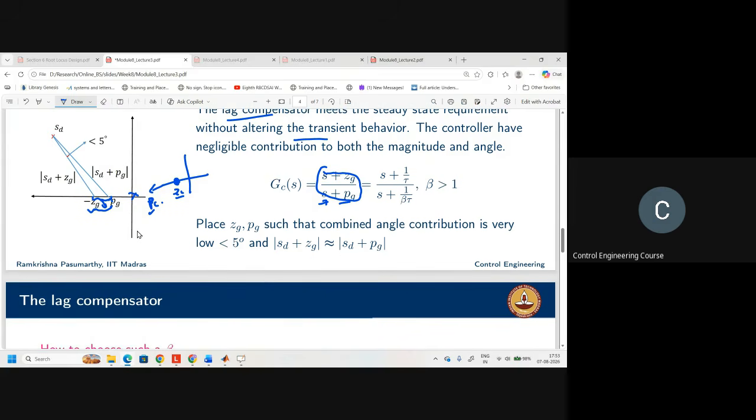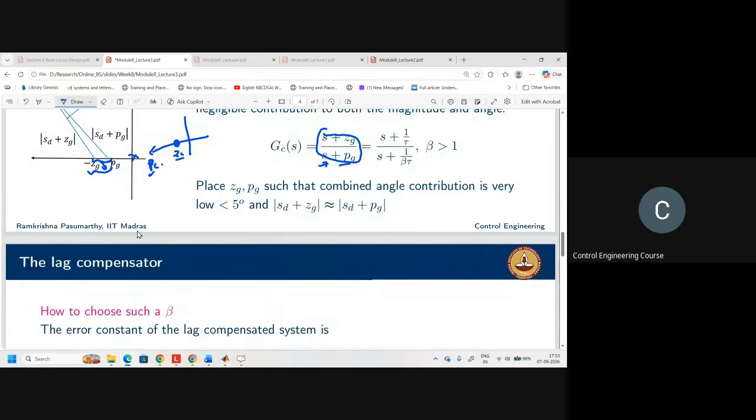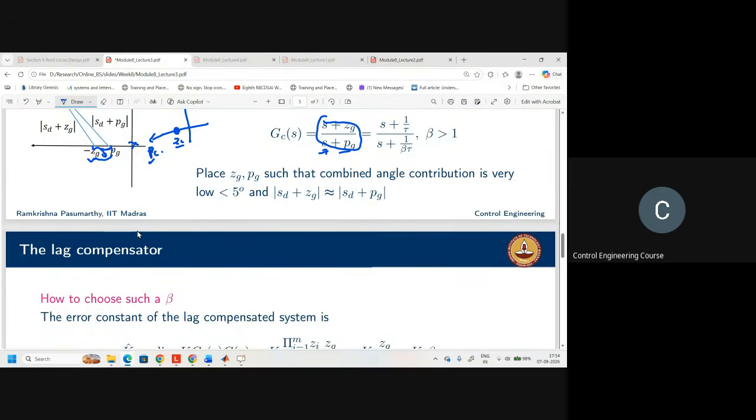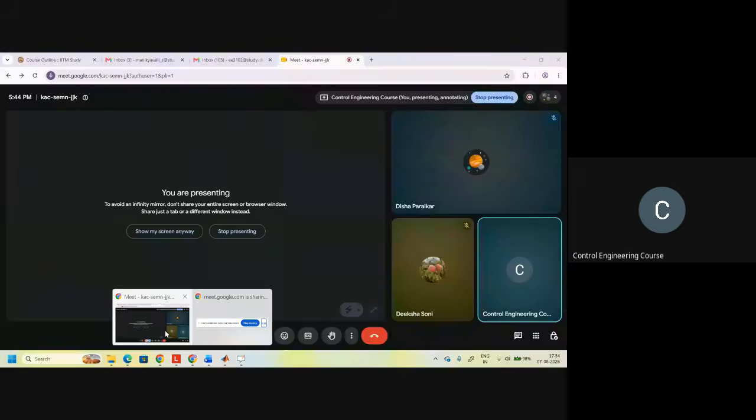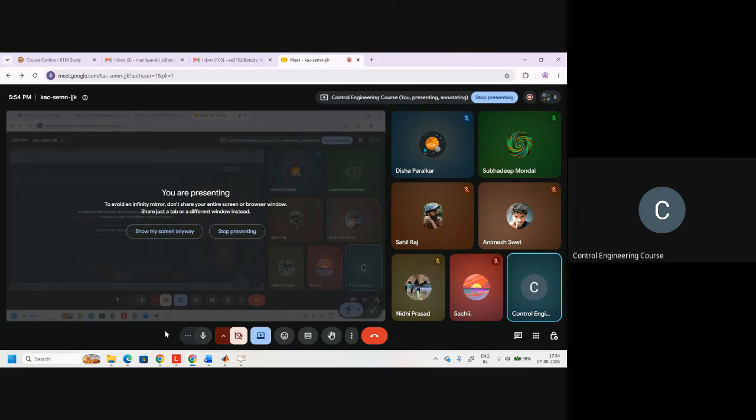is it clear? Is it clear? The concept of lag compensator is clear to you, or otherwise shall I repeat? Okay.